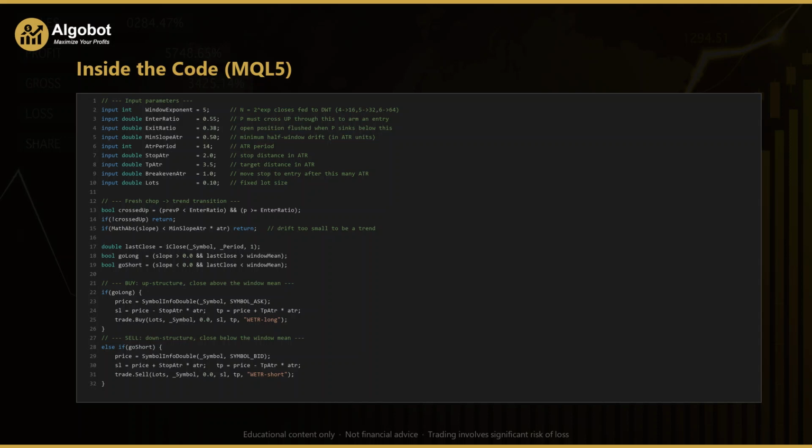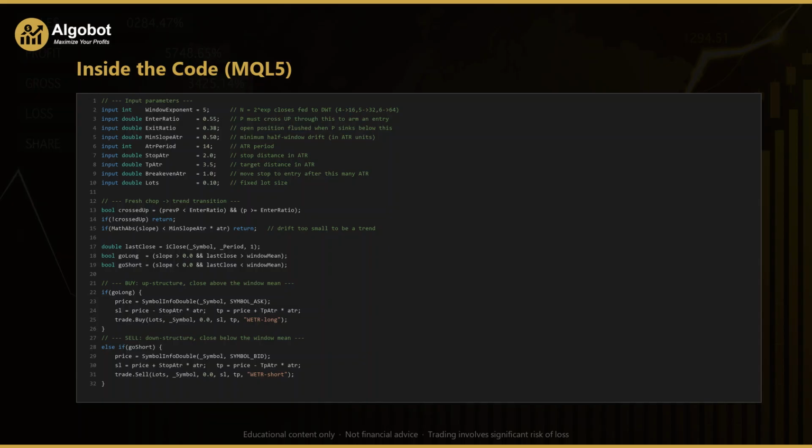Below the inputs is the decision block. The Boolean crossed up is true only when the persistence ratio was below the EnterRatio on the prior bar and is now at or above it. That's the fresh transition. If it hasn't crossed, or if the absolute slope is smaller than the min-slope floor times ATR, the strategy simply returns and waits.